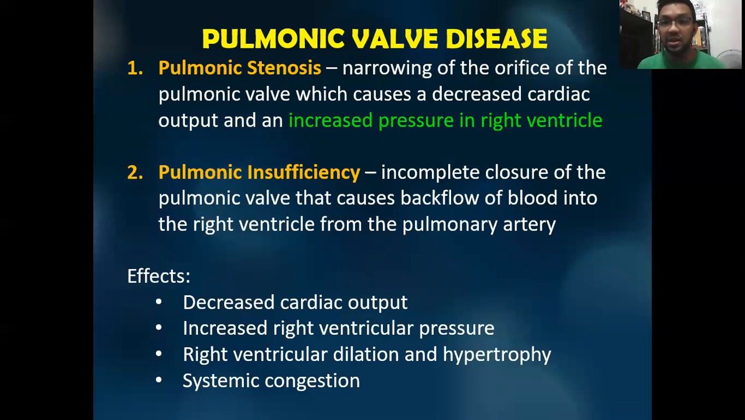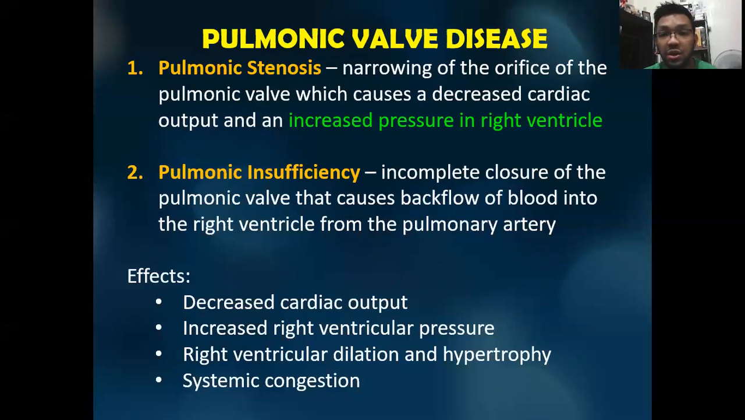Pulmonic valve disease. It is the narrowing of the orifice of the pulmonic valve. And once this is narrowed, again, there will be decreased cardiac output and increased pressure now on the patient's right ventricle since there is a narrowed pulmonic valve. Remember, the pulmonic valve is the one that is found in between the right ventricle and the pulmonic trunk. The pulmonary trunk is the one that leads blood into the pulmonary arteries going to the lungs for the collection of oxygen.